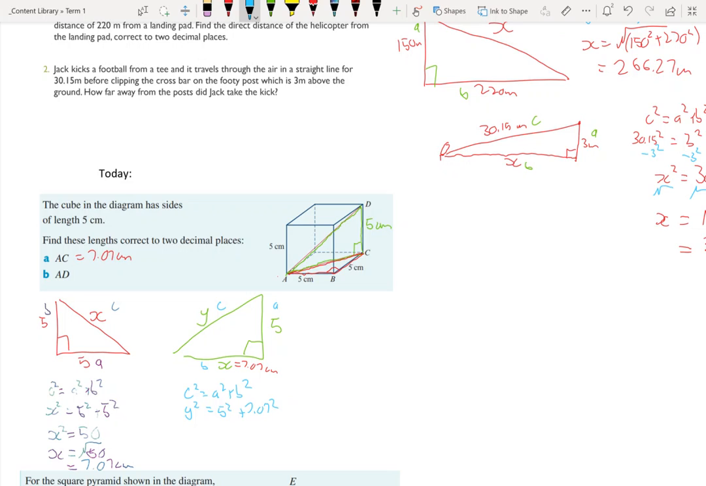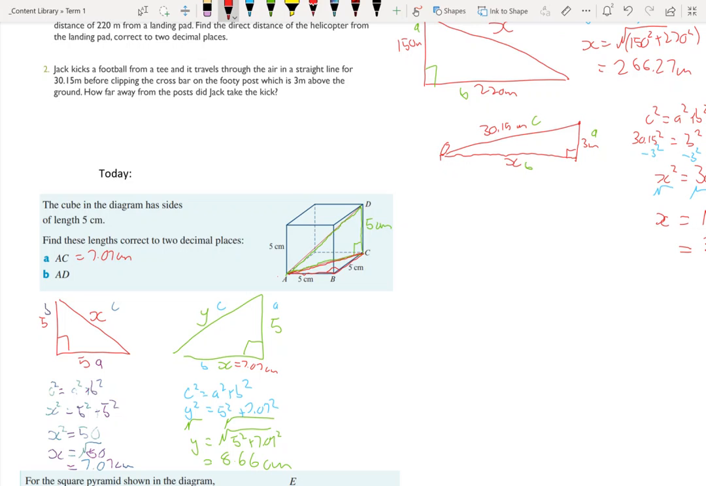And then what I'm going to do is I'm going to square root both sides, which gives me Y is equal to the square root of 5 squared plus 7.07 squared. And that equals 8.66. Your calculator might give you a slightly different answer based on rounding, but it should be around that. Close enough. Okay. I'm hoping that's clear, guys.